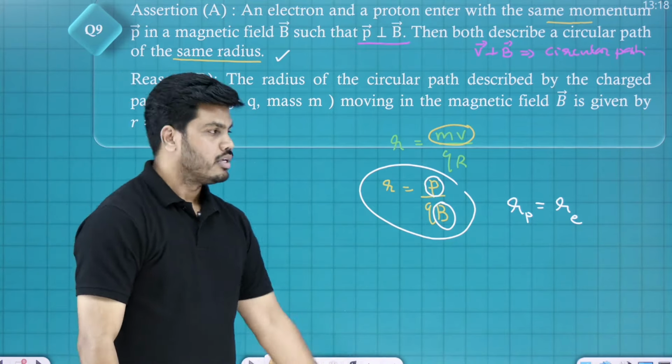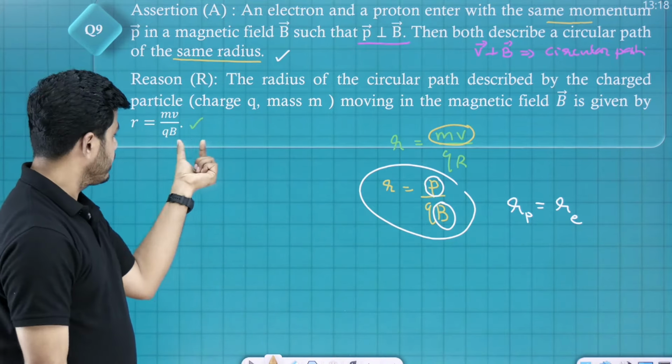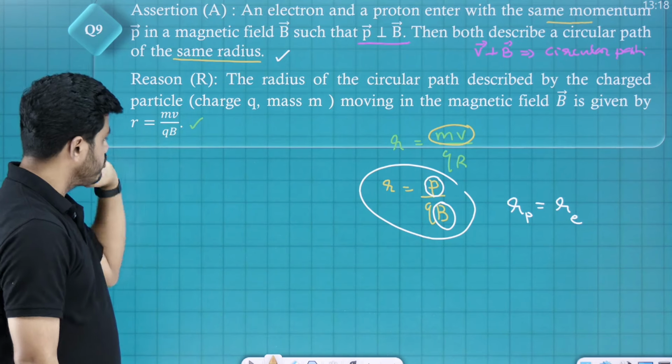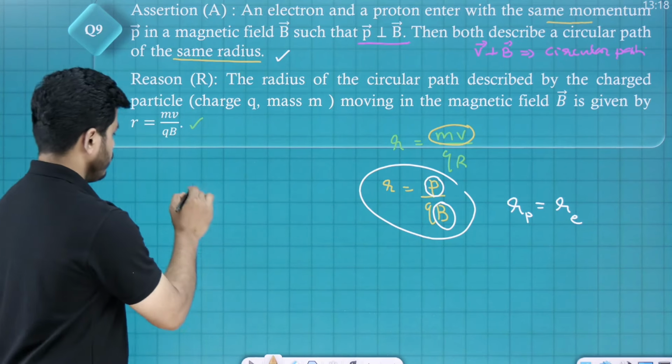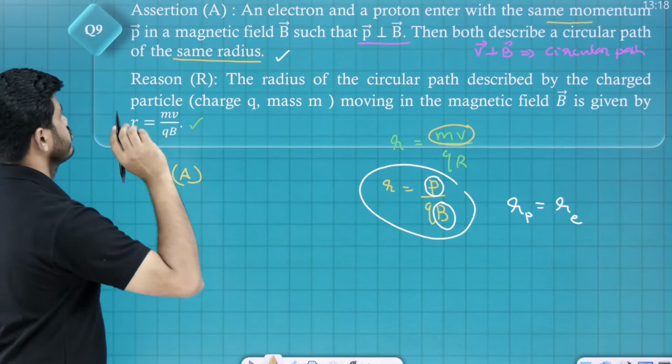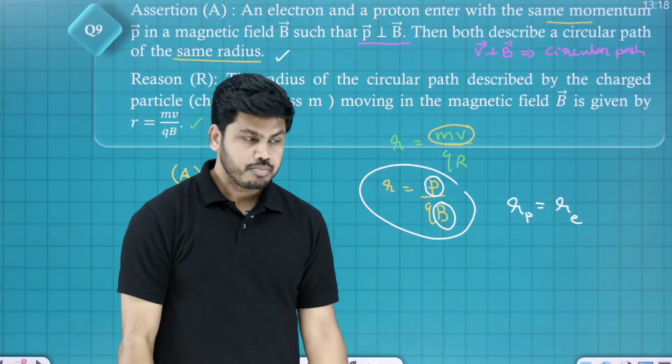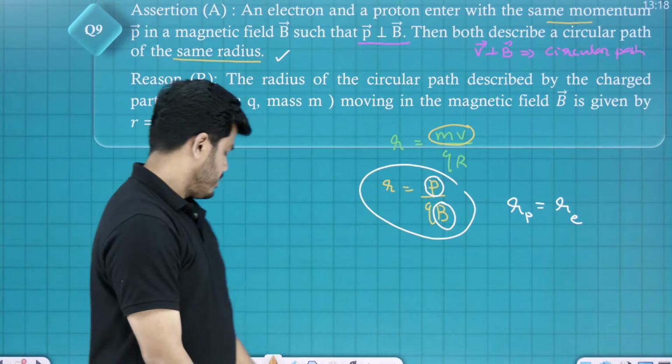See, it undergoes a circular path of the same radius. The assertion is true, and this is the reason for that. This is the radius equation. Same momentum means the same radius, since the charge is the same. So we can go for option A: both the assertion and reason statements are true, and the reason explains the assertion. Okay.